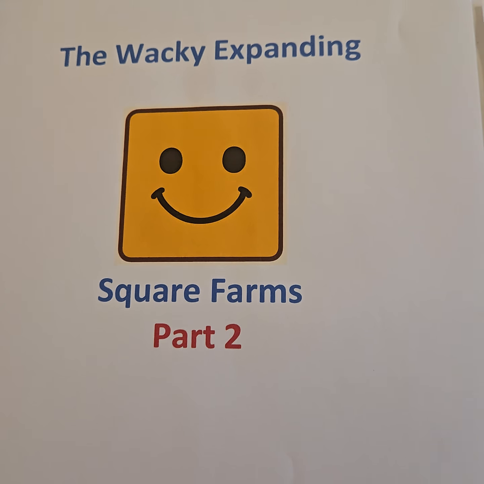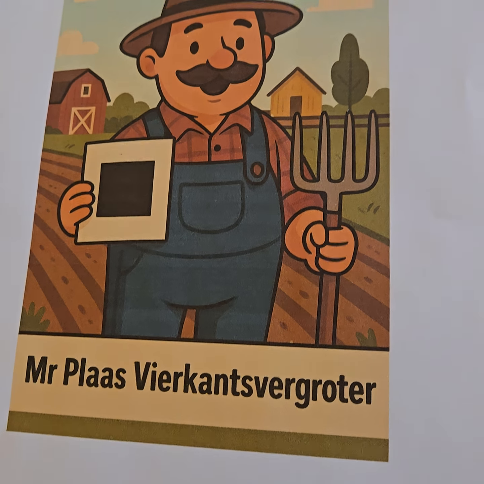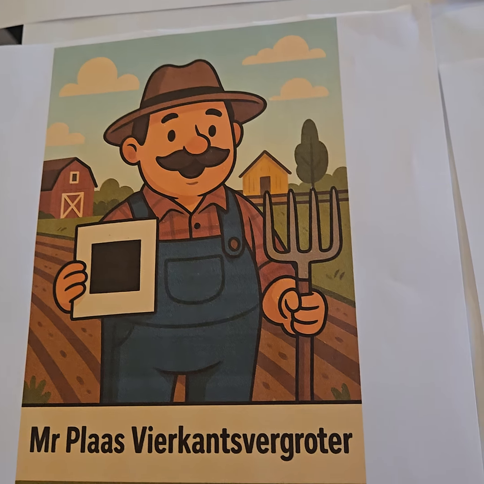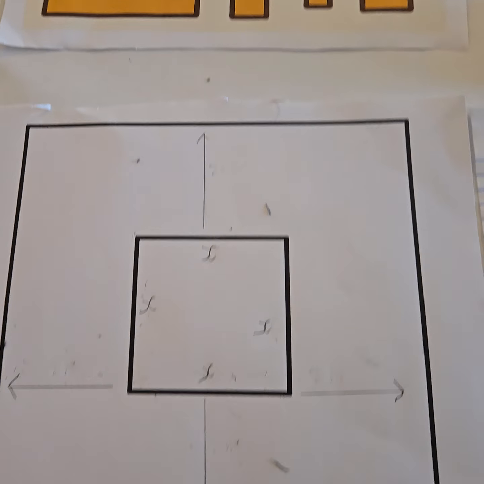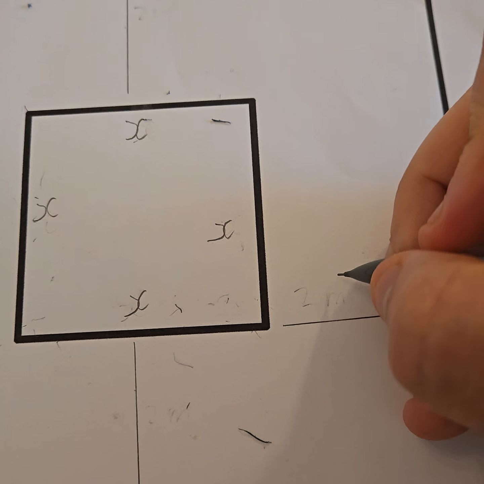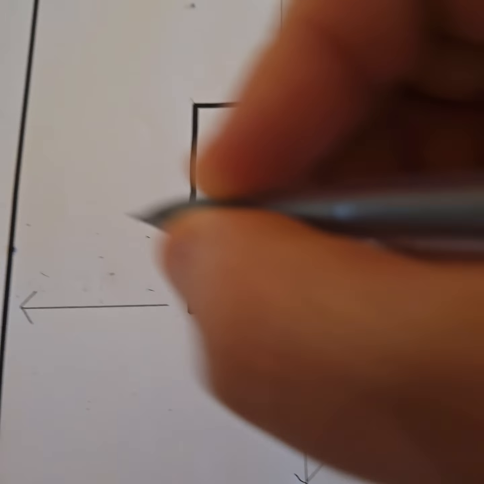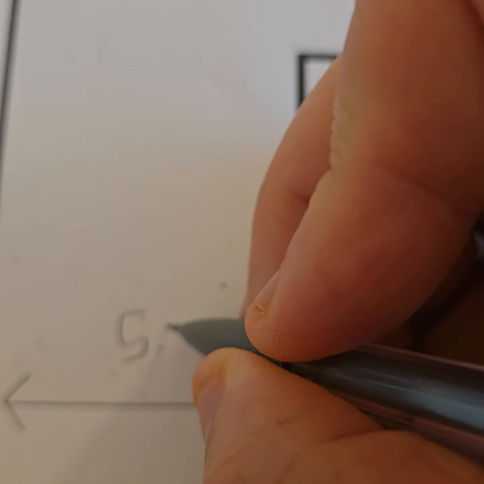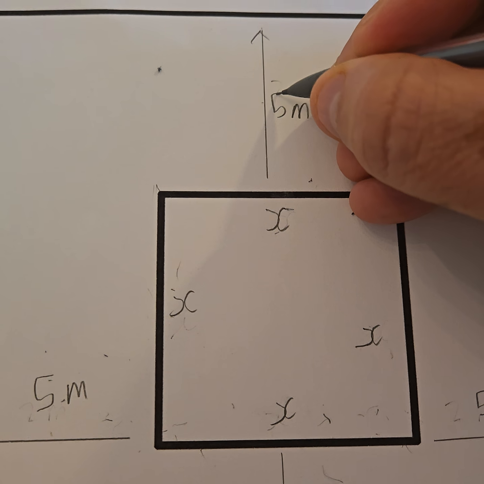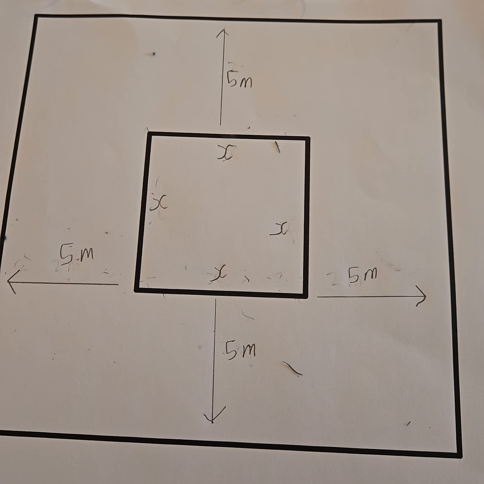And just to let you know ahead of time, Part 3 is about a general formula, not specific numbers. Please watch Part 3. And here's my friend, Mr. Plaas Vierkants Vergroote, with his Square Farms. He's got the exact same question as before, except each side was extended by 5 meters and the size doubled. So it's the same question, just with different numbers. Part 3 will be a general formula, not specific numbers. We can call it a spoiler alert.